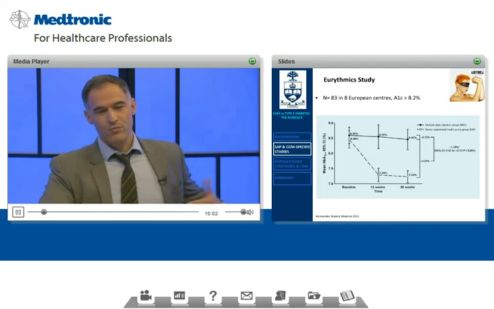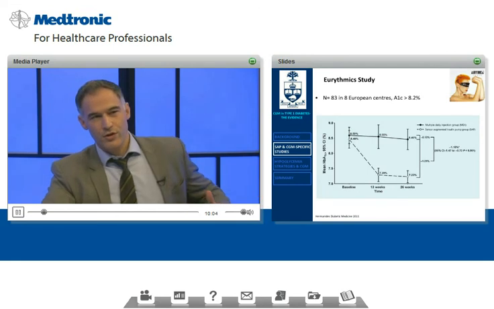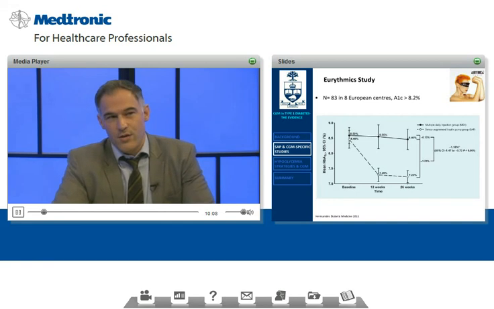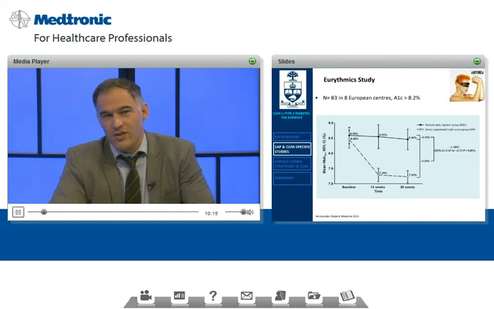All right, so then just briefly, there's a European version of the Star3 study. That was called the Eurythmic Study. Here they had 83 people in a number of European centers. Their A1C was a little higher at baseline, and they had a beautiful incremental benefit, actually, of 1.1% over 26 weeks.